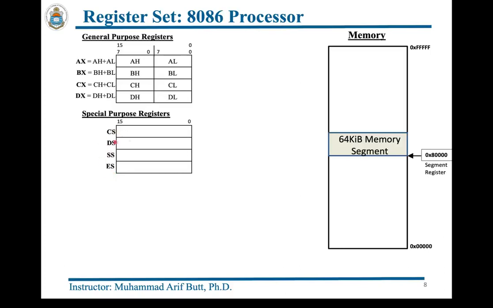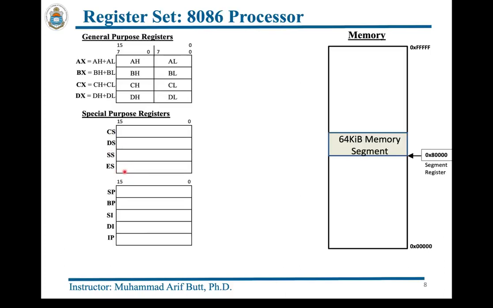Well, after these four segment registers, we have five special purpose registers. The stack pointer register and the base pointer register both relate to the stack segment. You can say that the SP, stack pointer, points to the current top of the stack, and this BP, base pointer, points to a fixed location within a function stack frame.